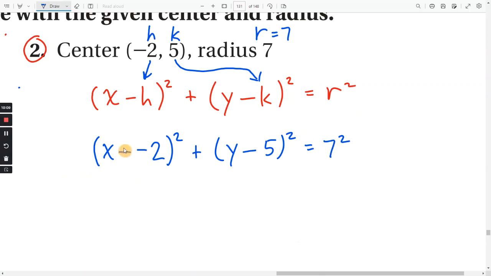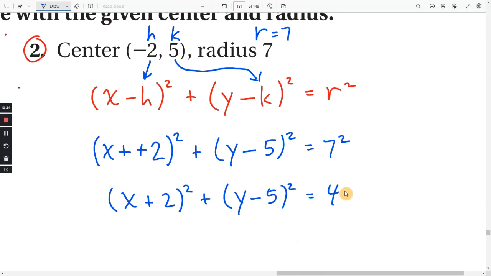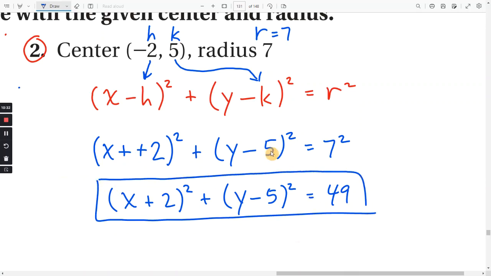Alright, the two negatives make it positive. So that's just (x plus 2) squared. (y minus 5) squared doesn't change. And 7 squared equals 49. Final answer. Notice the plus and minus signs for the center are reversed in the equation. So the negative 2 becomes positive 2. The positive 5 becomes negative 5 in the equation.